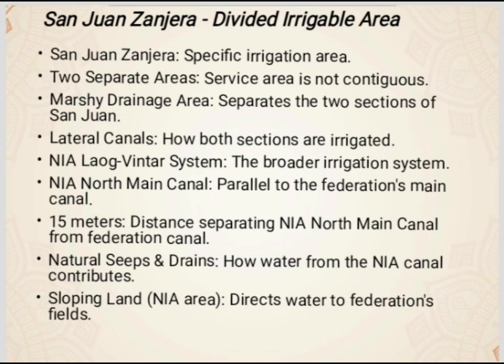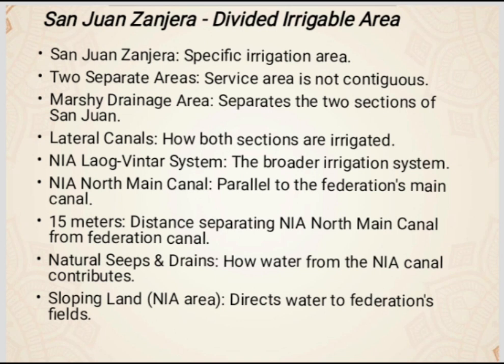The NEA Bacarra-Vintar system is the broader irrigation system. The NEA North Main Canal runs parallel to the Federation's main canal, at a distance of 15 meters separating the two. Natural seeps and drains are how water from the NEA Canal contributes. The sloping land of the NEA area directs water to the Federation fields.